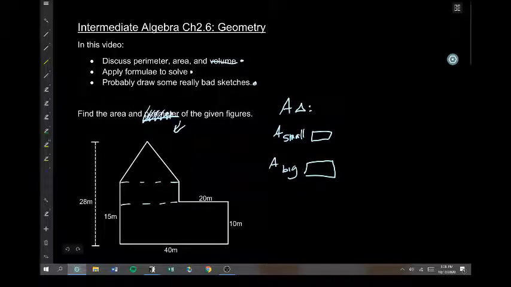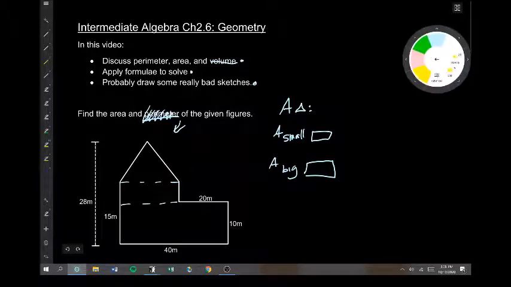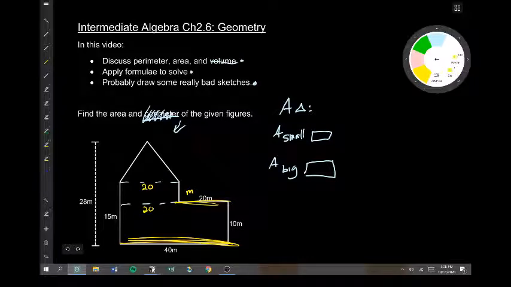If this length right here is 15 and this is 10, then this must be 5. Okay, this length right here is 5. Another one. If this length here is 40 and this is 20, then this guy right here and this guy right here must be 20.